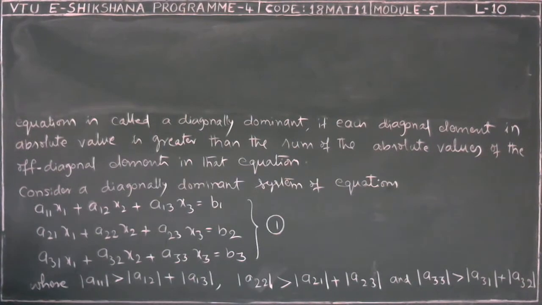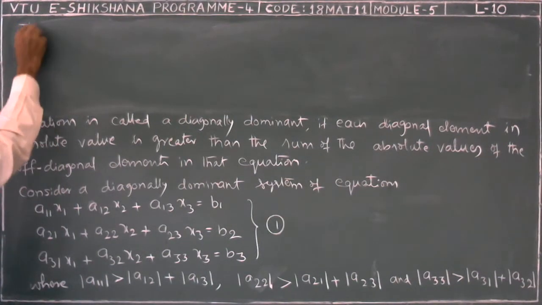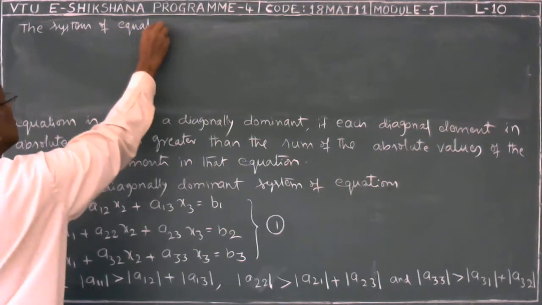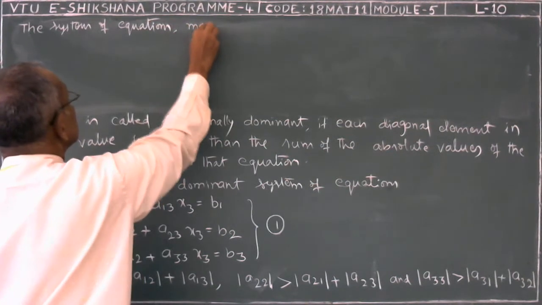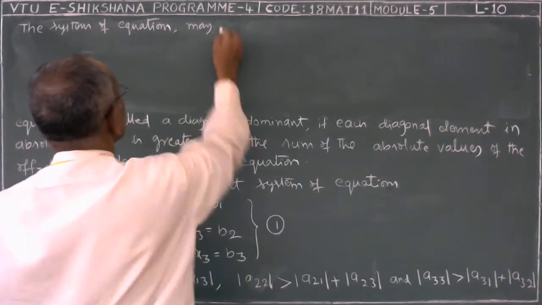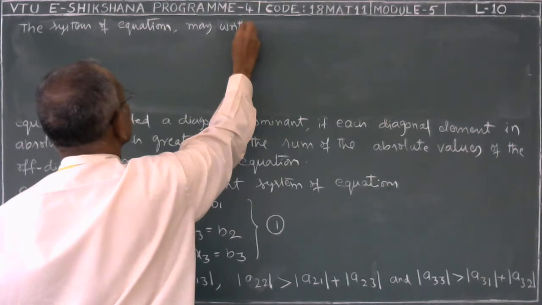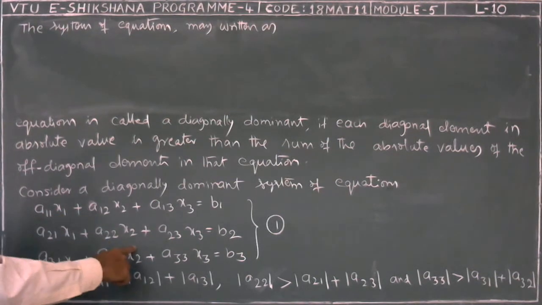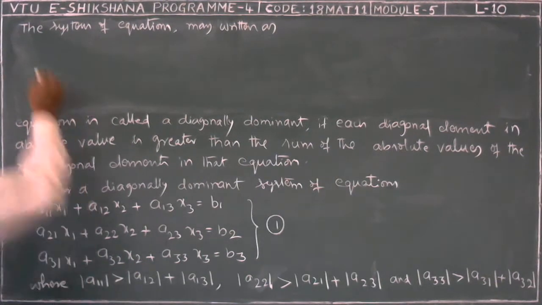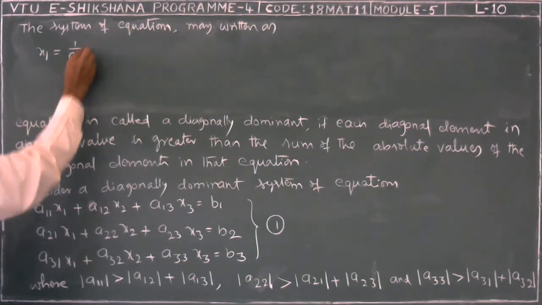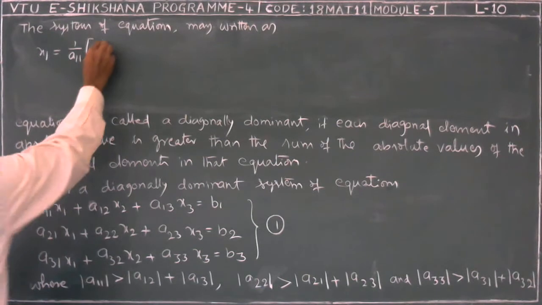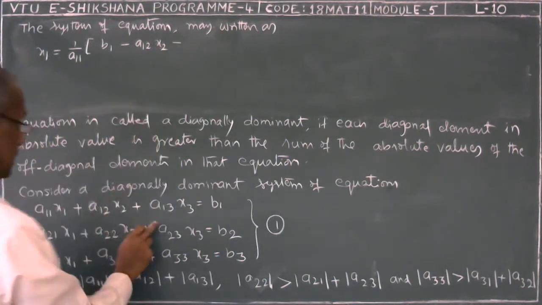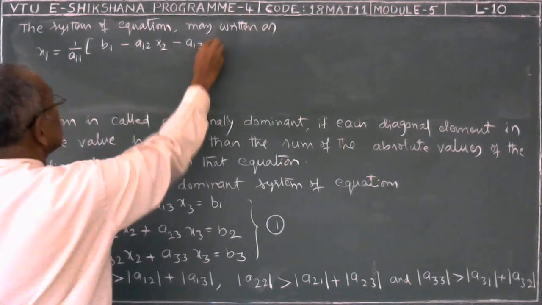The system of equations 1 may be written as follows. From the first equation solve for x1, from the second equation solve for x2, and from the third equation solve for x3. So x1 is 1 divided by a11 into b1 minus a12 x2 minus a13 x3.